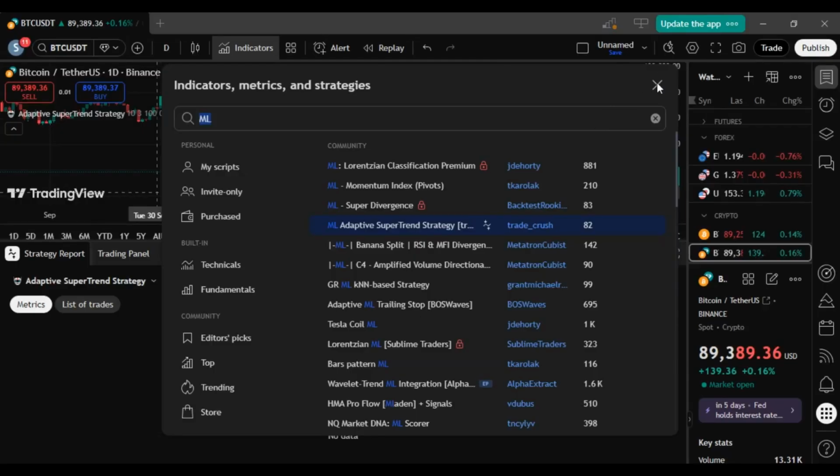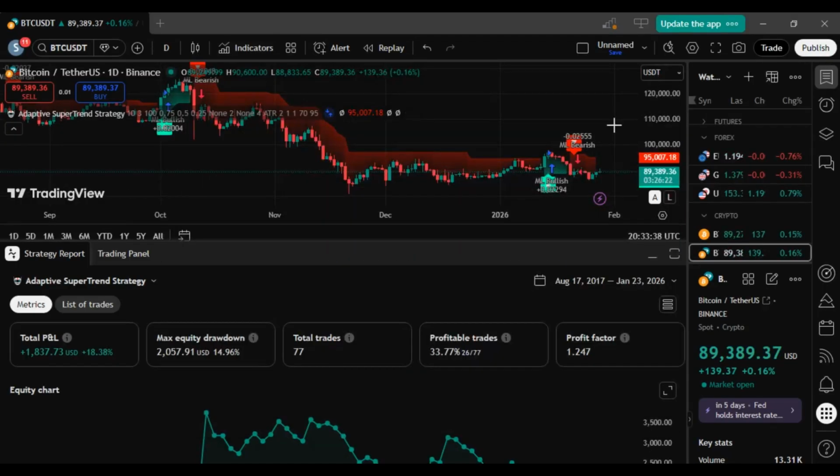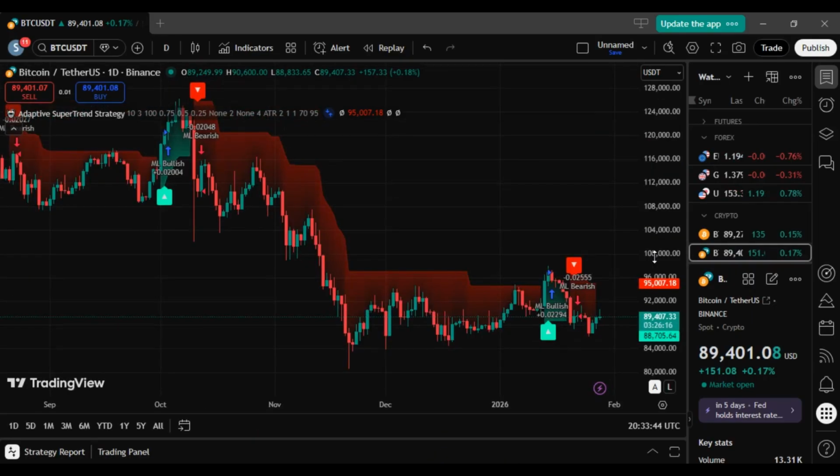Now we are applying an AI trend indicator on the price chart. This is an AI-powered version of the traditional trend indicator, but instead of using fixed settings, it adapts itself using machine learning based on market behavior. You can see a colored cloud or band following the price. This band keeps changing its position and color as market conditions change.